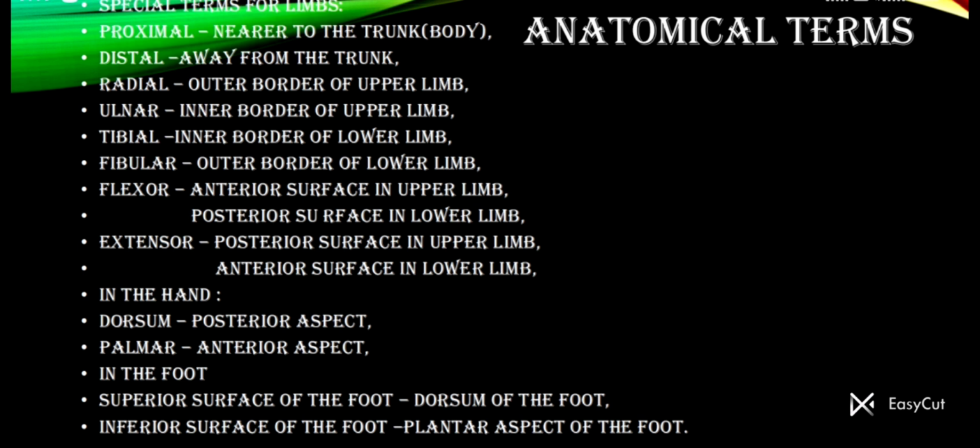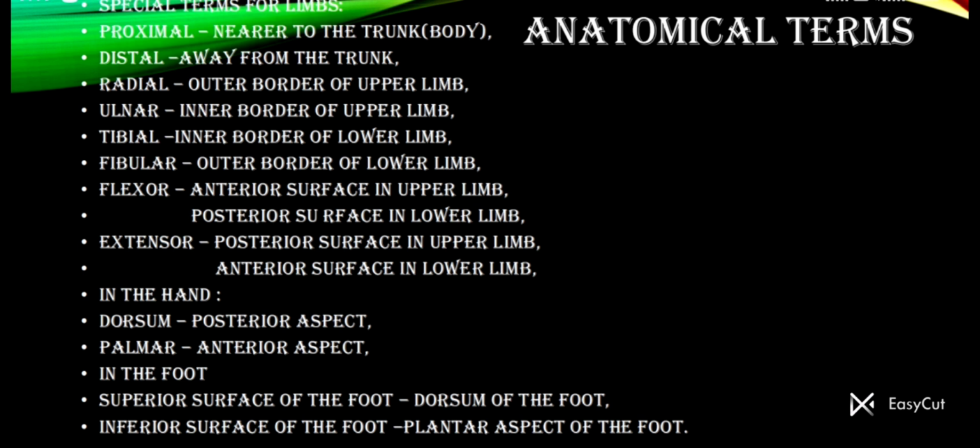For example, if you compare the shoulder joint and elbow joint, shoulder joint is the proximal structure. Elbow joint is the distal structure. If you compare the elbow joint and wrist joint, elbow joint is the proximal one and wrist joint is the distal one. Then next special terms for limbs.